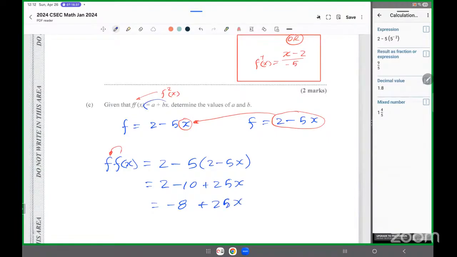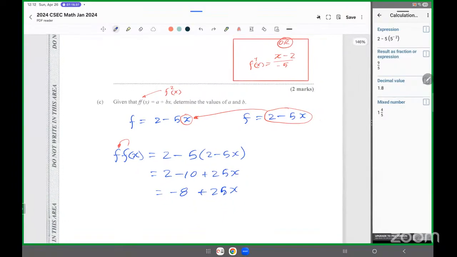But they want it in this form, which it is. It is in that format. And they said determine the value of A and B. This is in the form of A plus Bx. So based on that, A is equal to negative 8 and B is equal to 25.